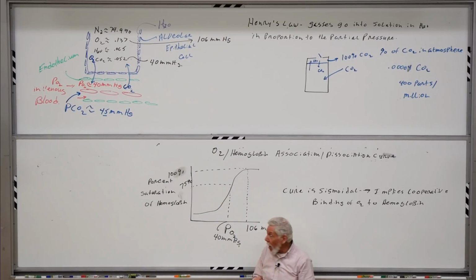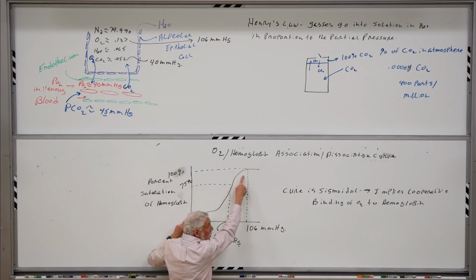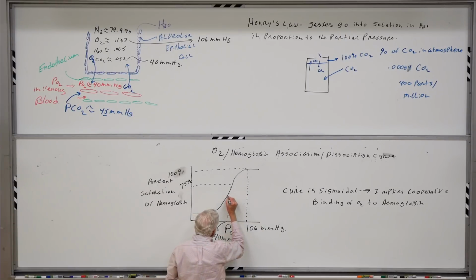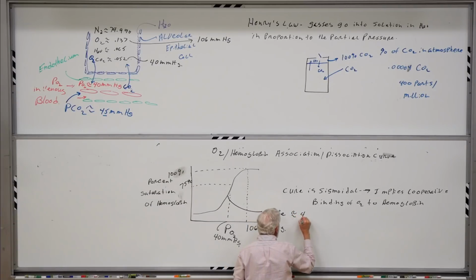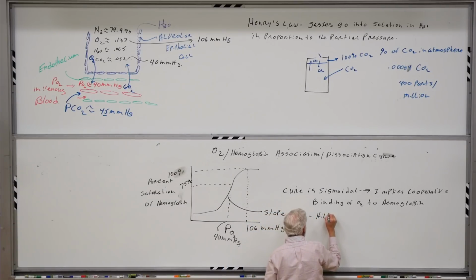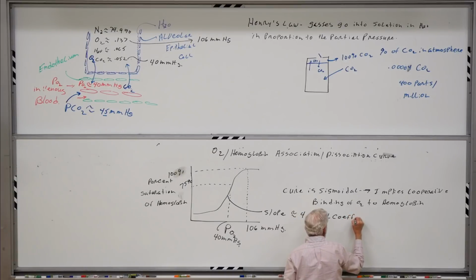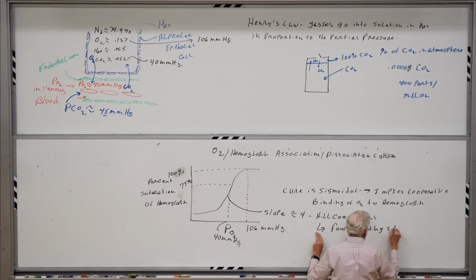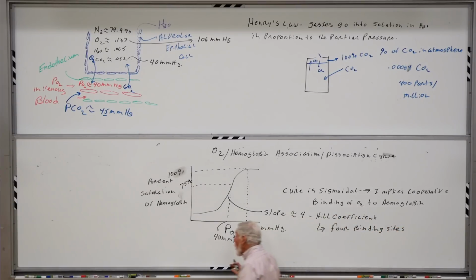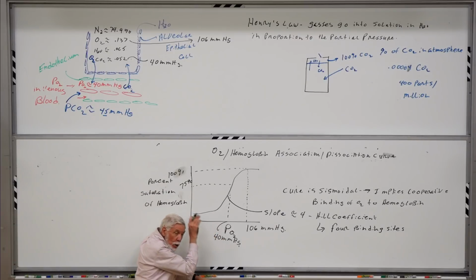Now, the next thing to think about is this odd sigmoid shape. First, we find the slope of the steep part of the curve is in the neighborhood of about 4. This is said to be a Hill coefficient. And the Hill coefficient tells us that there are 4 binding sites. Those 4 binding sites correspond to the 4 iron atoms in each of the hemoglobin molecules.